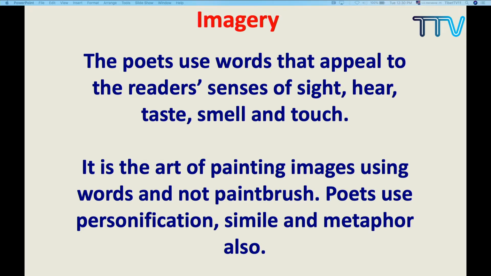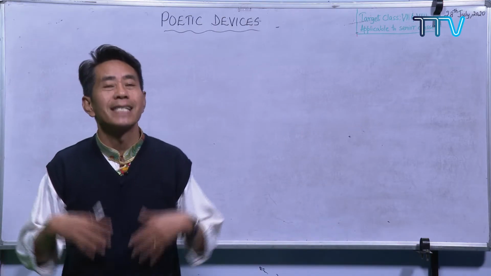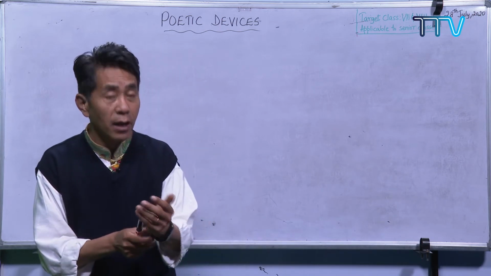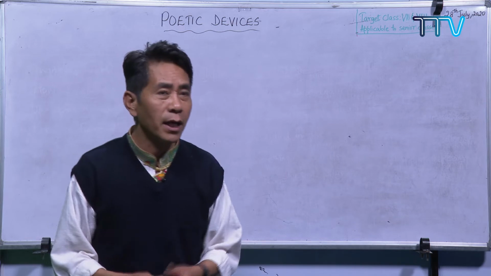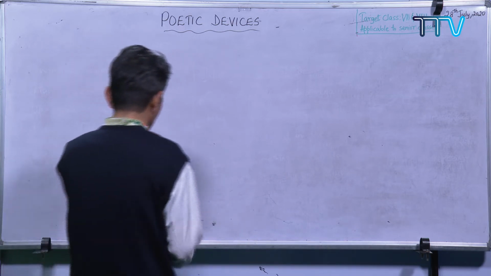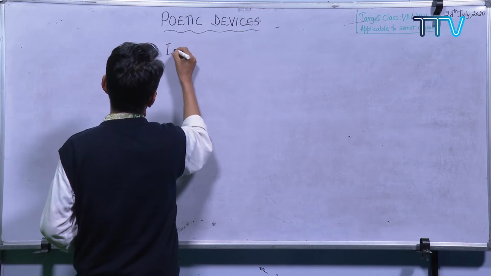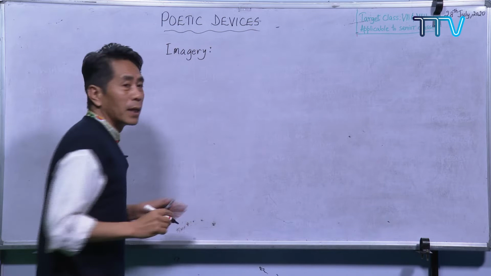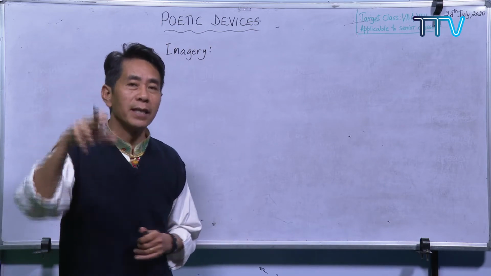By using all these things, we are trying to paint a picture in the mind of the readers. So that is imagery. When we were talking about imagery, you must have come across words related to the senses: hearing, taste, touch, sight. Now, let me give you an example of imagery. In imagery, we are trying to paint a picture in the mind of the reader.